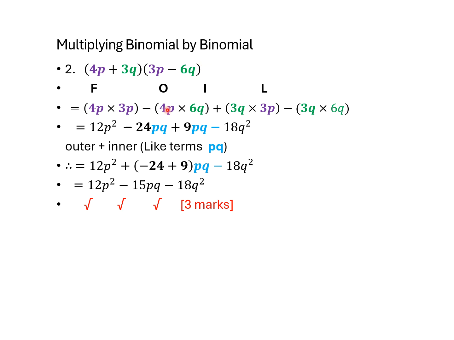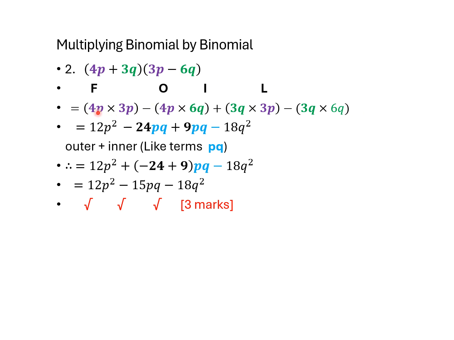Then 4p times 6q. My inners is the 3q and the 3p. So positive times the positive gives me positive. And I have 3q times 3p. Then I have positive times negative, which is negative. Then 3q times 6q.